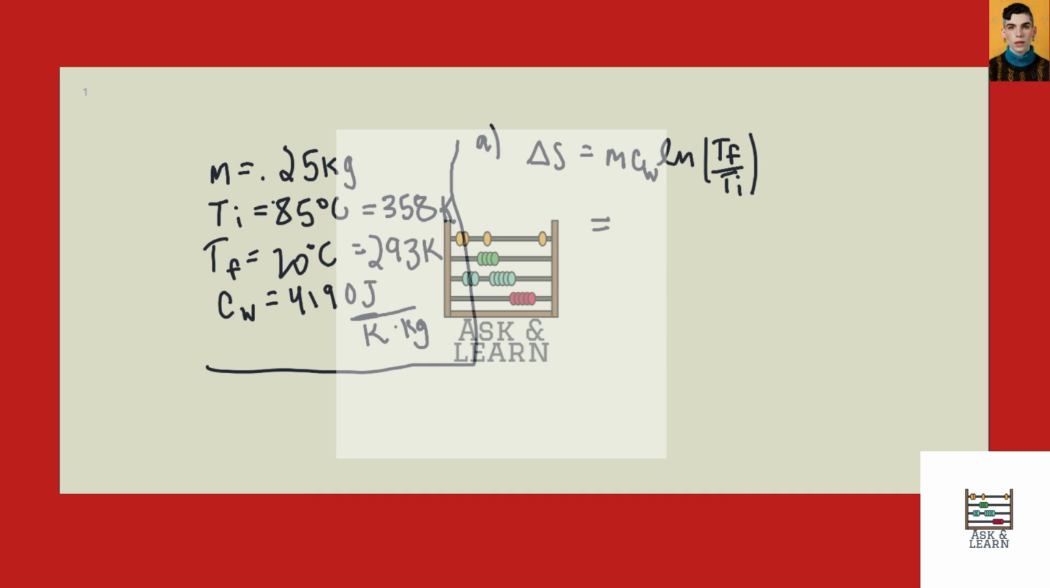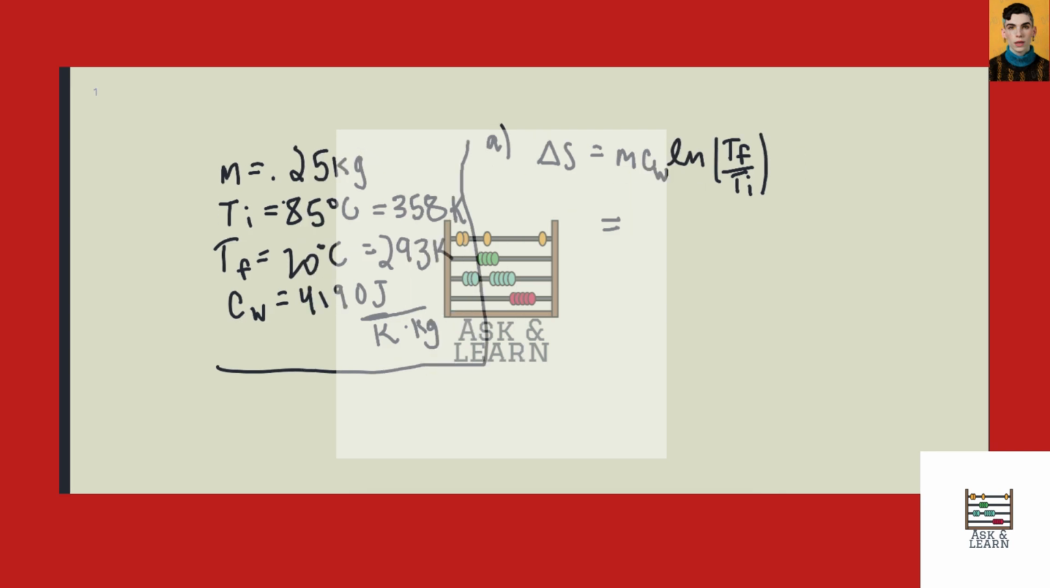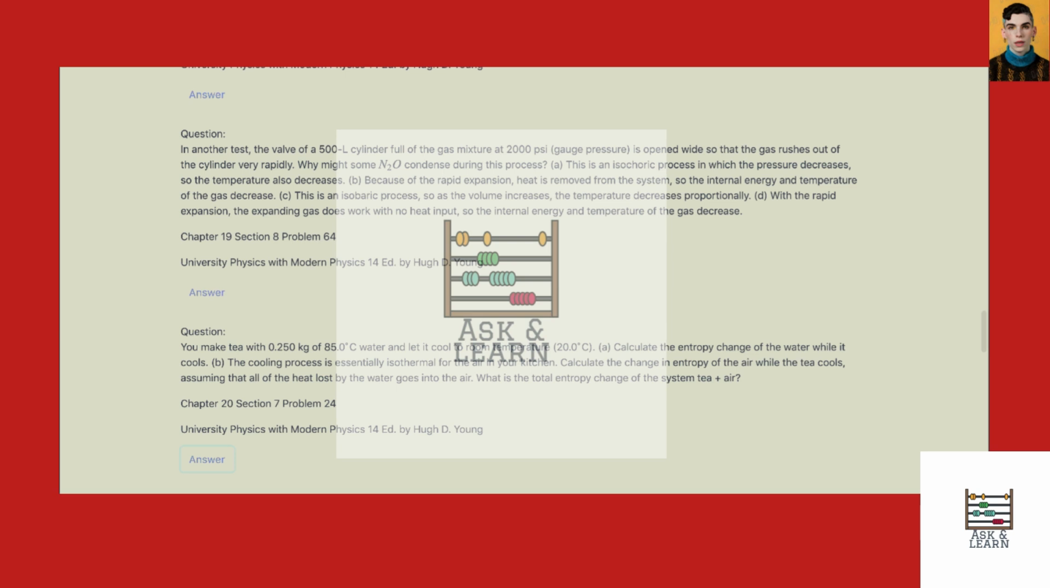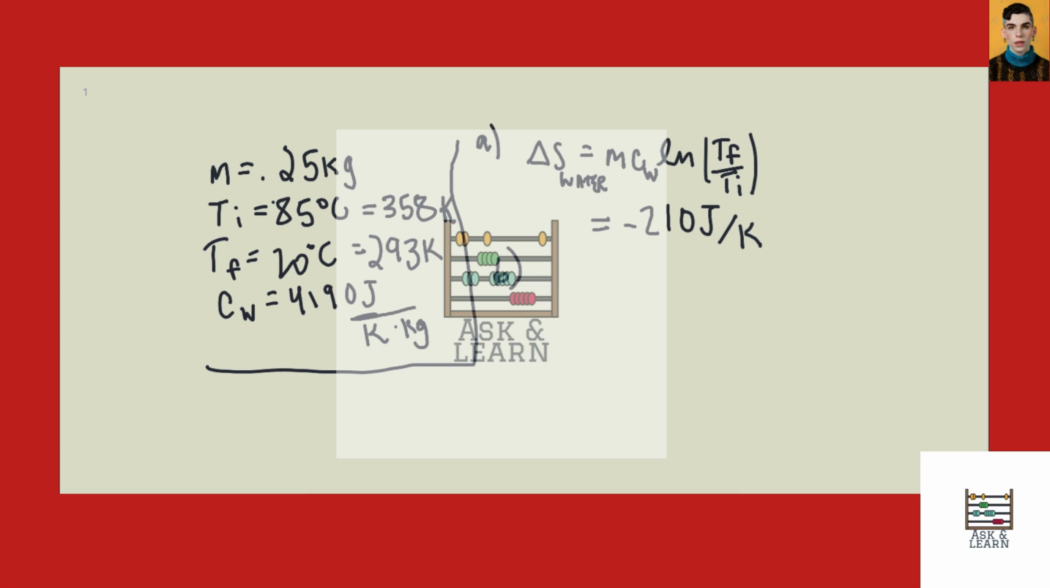You should get minus 210 joules per Kelvin. And then I'll label that water. And then let's see, what exactly does B ask? Isothermal for your kitchen, so change in entropy of the air while the tea cools.